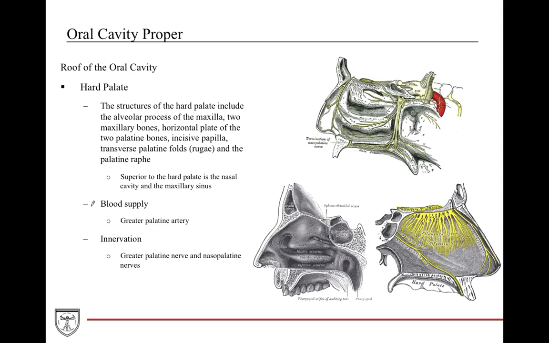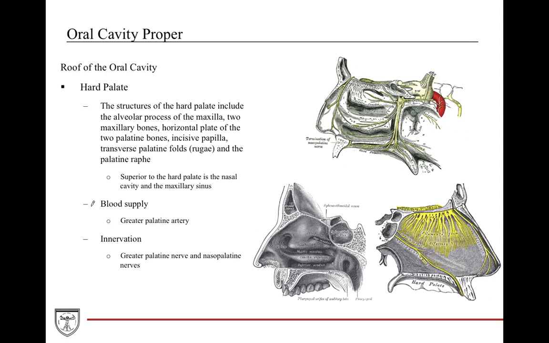So it's a lot of words, there's a lot of things to know. You probably don't need to know all of it. All you need to know is it's composed of the palatine bone and the maxilla. That's probably all you need to know. So superior to the hard palate is the nasal cavity, as you know, as well as the maxillary sinus. That's why you can get maxillary sinus infections with maxillary teeth extractions.